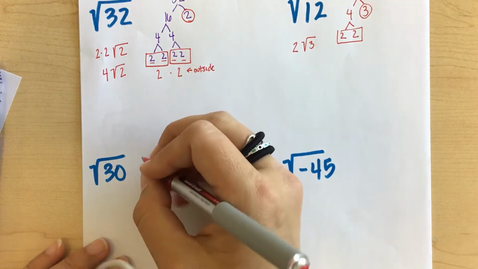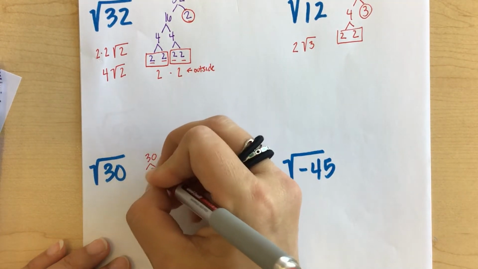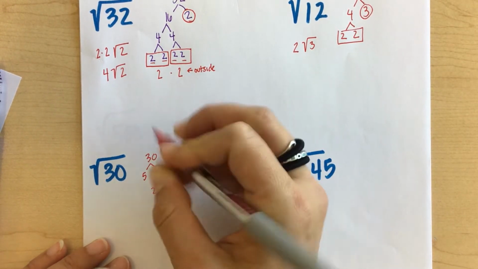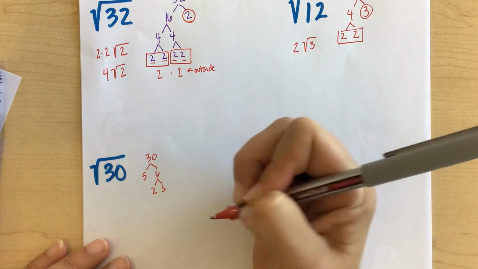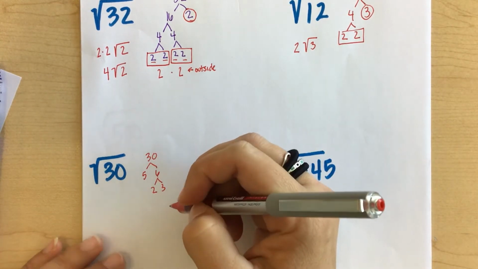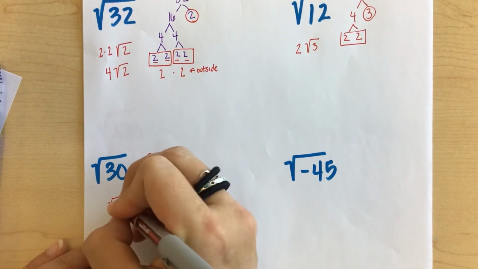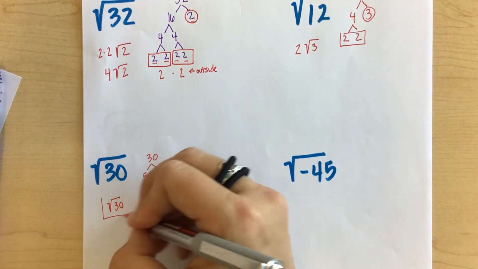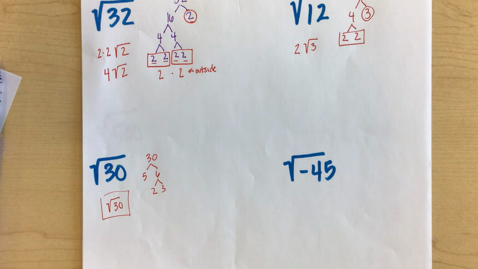All right, so for square root of 30, so if I have 30, so 5 times 6 and 2 times 3, right? I don't have any partners. There's no pairs whatsoever. So guess what? Square root of 30 is already simplified. There's nothing more I can do to that. So this would stay as square root of 30.